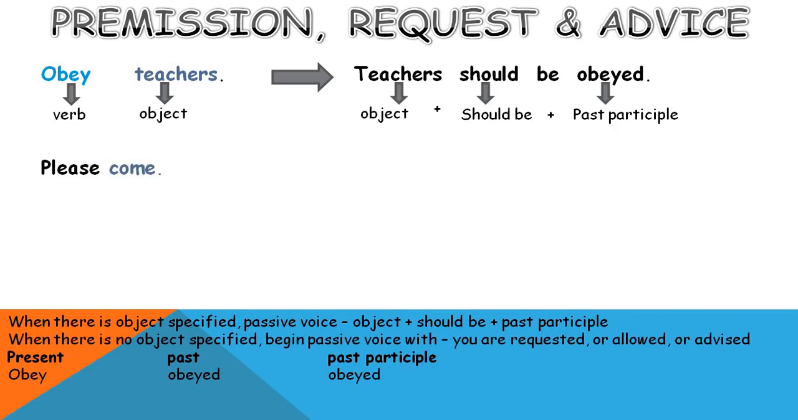And when there is no object specified, like please come, here you only have the verb. In this case, you need to start the passive voice with you are requested to or you are allowed to or you are advised to and the verb, that is come. You may notice that in this case, you are requested to come, you don't have to use the past participle, because when you use an infinitive like to plus verb, it should always be present tense.